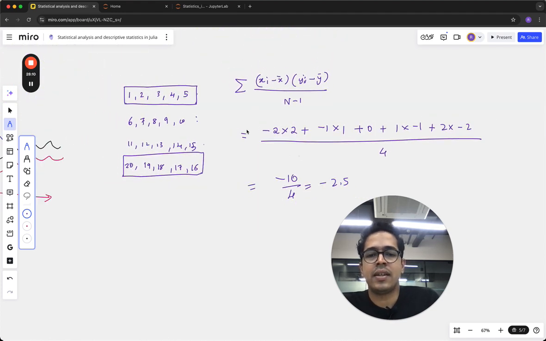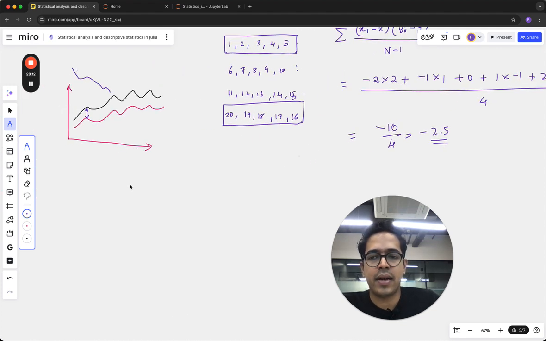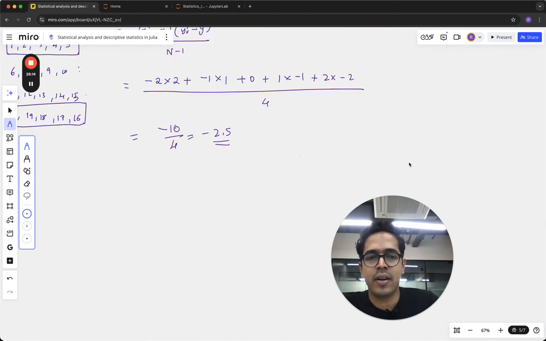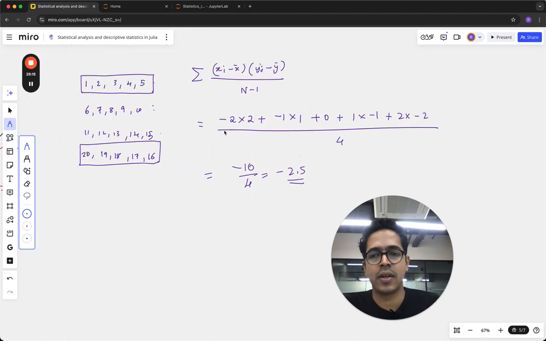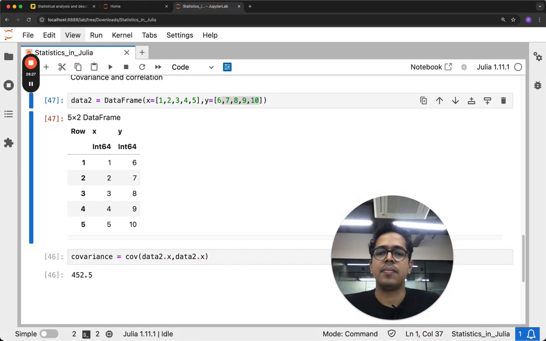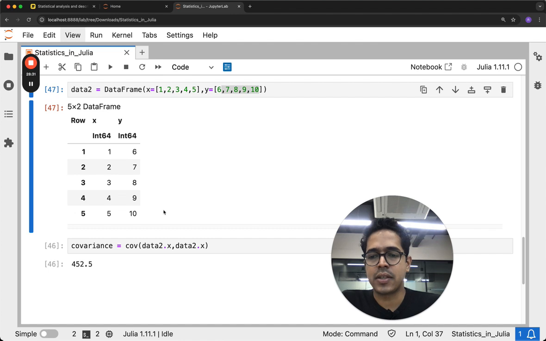So see, the value is exactly the same. Here also it was 2.5. Here also the magnitude is 2.5, but the sign is negative, because every time this is increasing by 1, this is decreasing by 1. So there is negative covariance between these two. So that is the intuition behind covariance, and you can calculate it using this function.